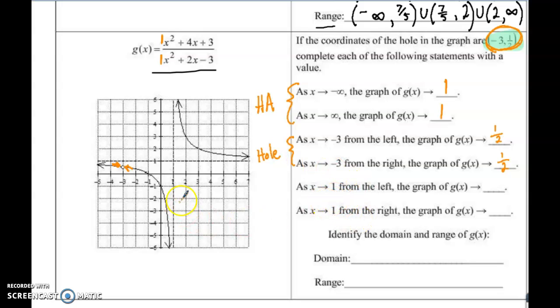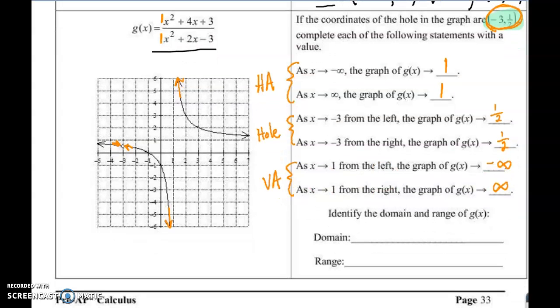Now 1 from the left. This is important that you get this correct. 1 on the left side is going down, so it's -infinity here. And then 1 on the right side is going up, +infinity. But because we have infinite values there, that's your clue that that is your vertical asymptote.